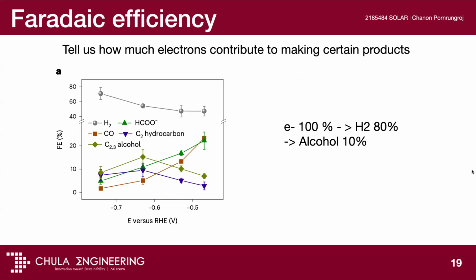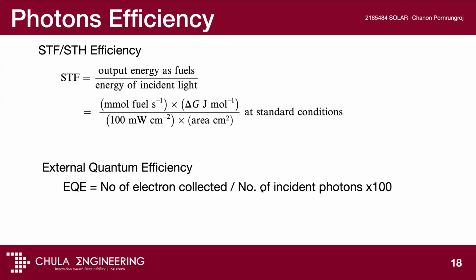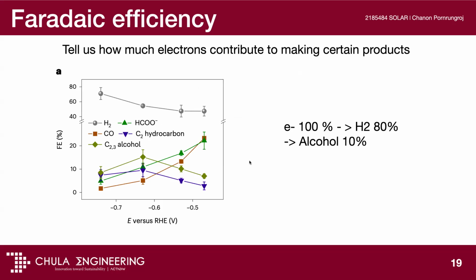Okay, Faraday efficiency. This is another metric. From the EQE, you know how many electrons you get from injecting the photons, how many electrons got separated and help you run the reaction. But Faraday efficiency tells you, out of those electrons, how many go to make different products, right? So if you have 100% electrons, in this case this catalyst makes mostly hydrogen. You can see here, 70% is hydrogen. This tells the product distribution, right? So out of those 100 electrons, 70 made hydrogen, and then about 10 make alcohol, C2, C3 alcohol.